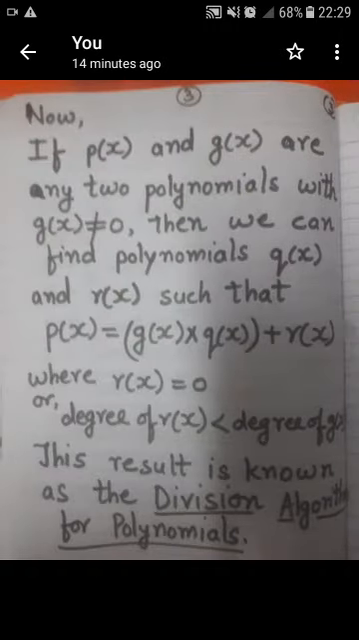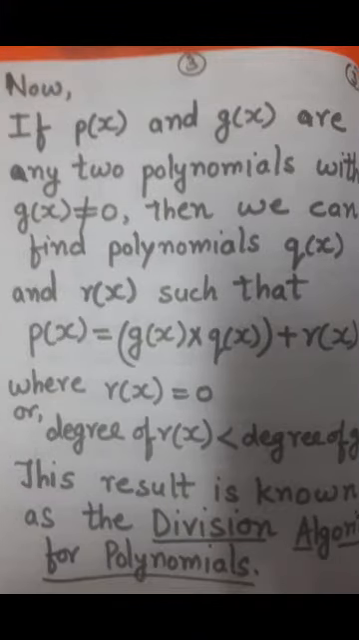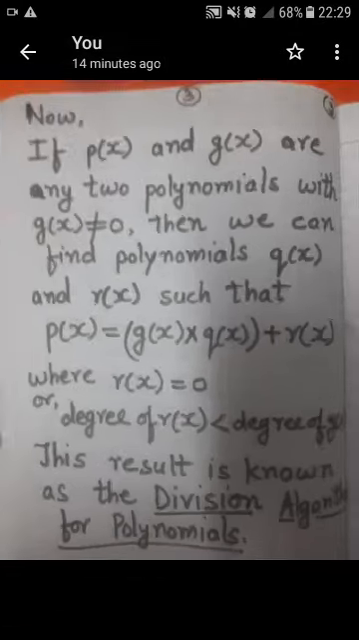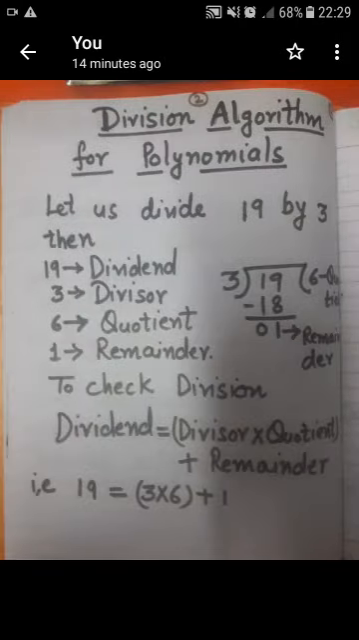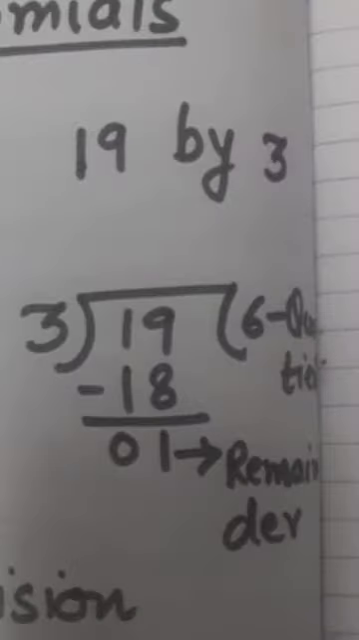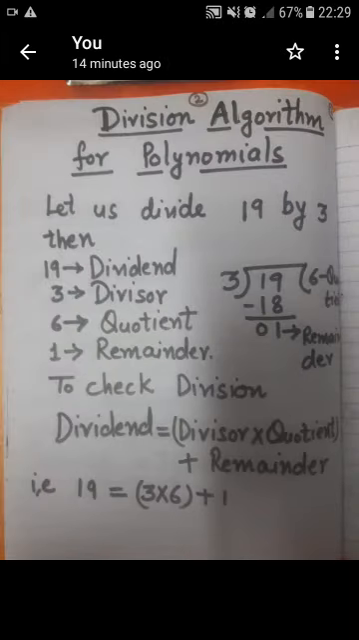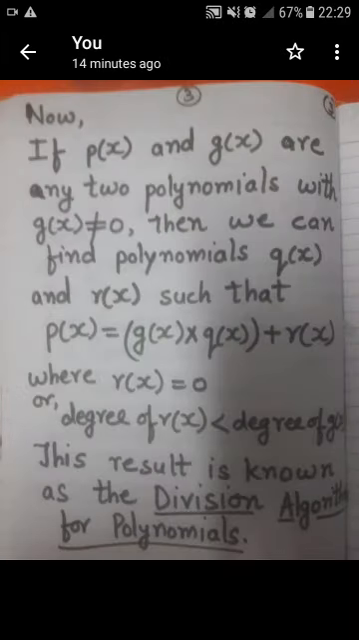If we want to write it in the form of a statement, we can write it like this. If p(x) and g(x) are any two polynomials, always remember that g(x) will never be equal to 0. As in the case of rational numbers, the denominator can never be 0. If I say divide 19 by 0, are you able to? No. We cannot use the table of 0 to get 19. This is not possible, or we can say it is undefined. So g(x) can't be equal to 0.